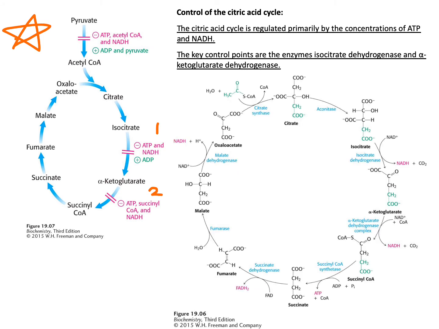Let's see where the 2 control points are in the big detailed map. You can see it's from here, the isocitrate dehydrogenase, and this one is the alpha-ketoglutarate dehydrogenase complex. Both enzymes are key control points, and both reactions have NAD+ and NADH involved.